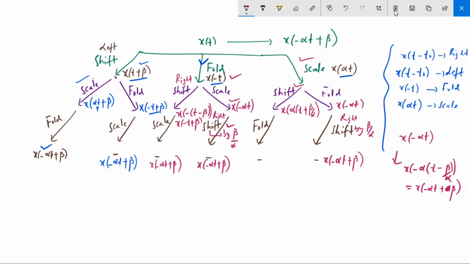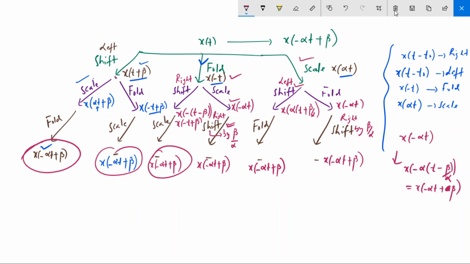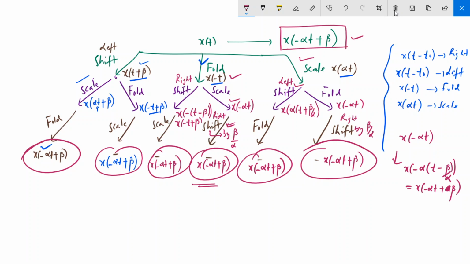Now see, in this case it was shifted, it was t minus beta by alpha. In this case, it is t plus beta by alpha. It means it is a left shift here by beta by alpha, and then you will get x of alpha t plus beta. Finally, you fold it, you will get x of minus alpha t plus beta. Okay, so in any way, whether you use this branch or this or this, your output is going to be the same, that is x of minus alpha t plus beta. Okay, but you have seen the differences.